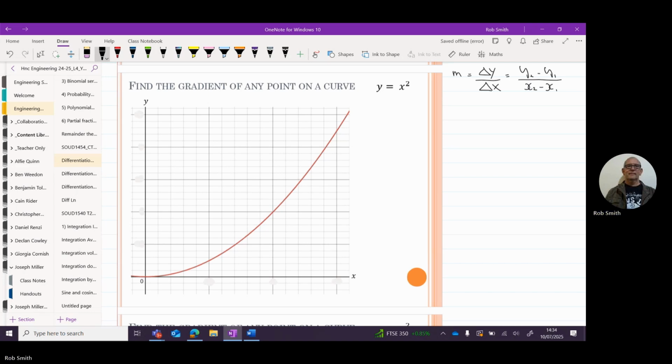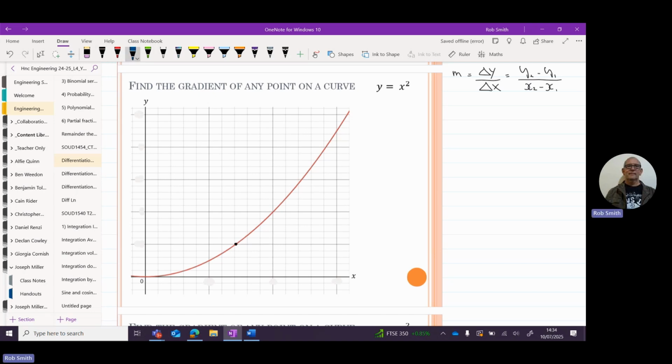On this graph, we've got no numbers, so we can't work any gradients out from it. So we're going to have to use a little bit of algebra to solve this. I want to work out the gradient at this point here where I put the black dot. First of all, we need to find the coordinates of that point.